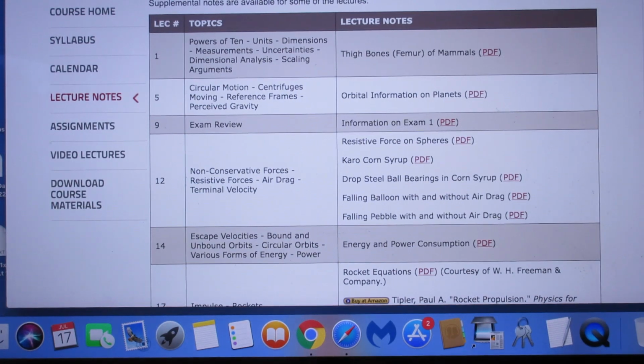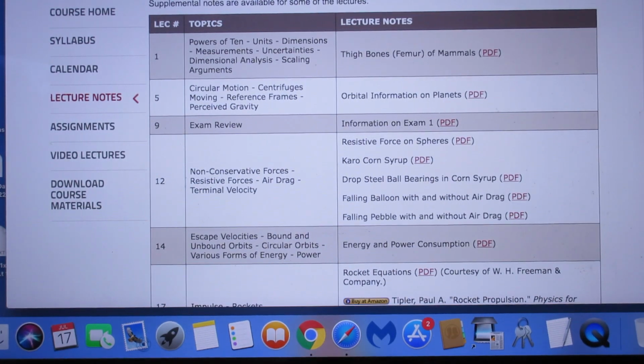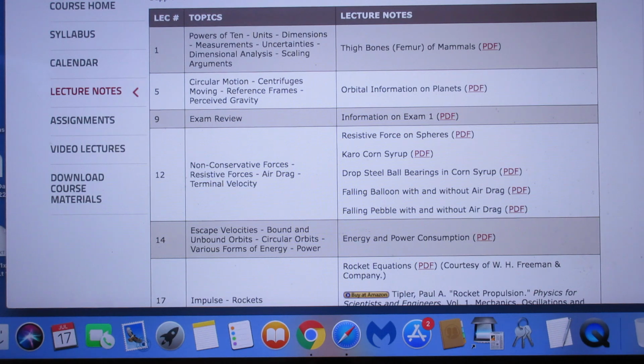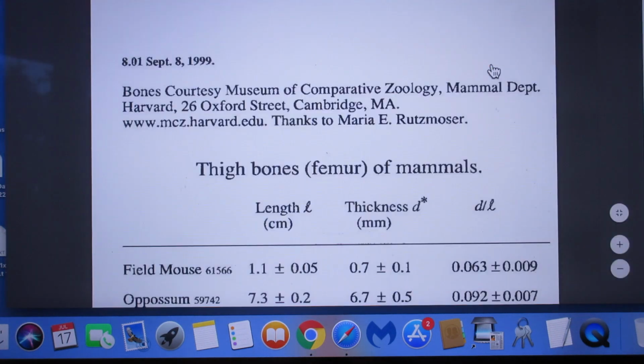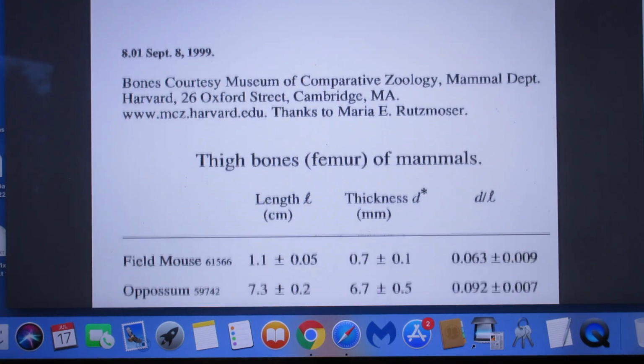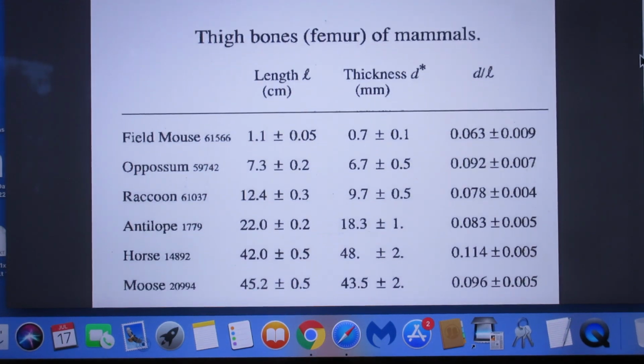There were quite a few lecture notes on 801, but most of them are not so very important because I showed them during my lectures as overhead transparencies. Let's see whether any of these, yeah, this is the famous demonstrations of the femurs, my first lecture.